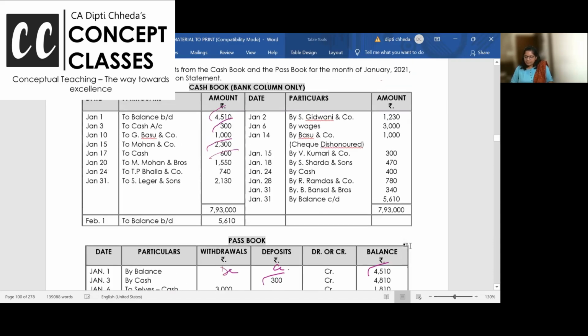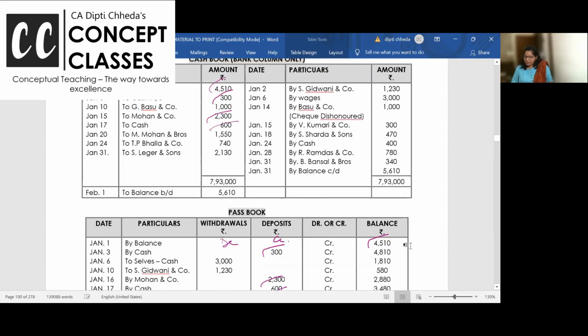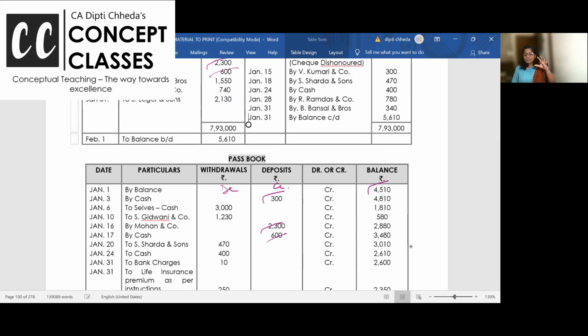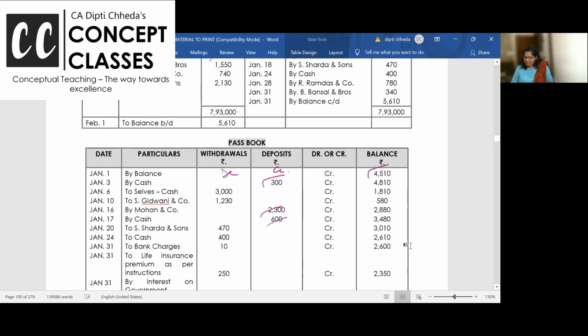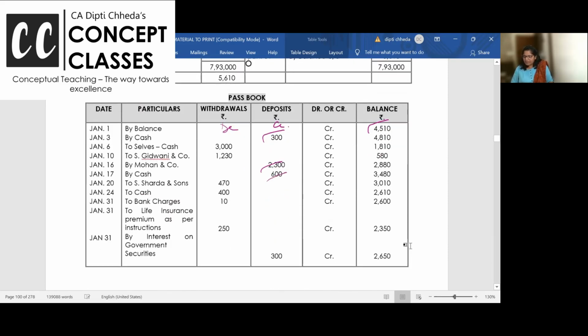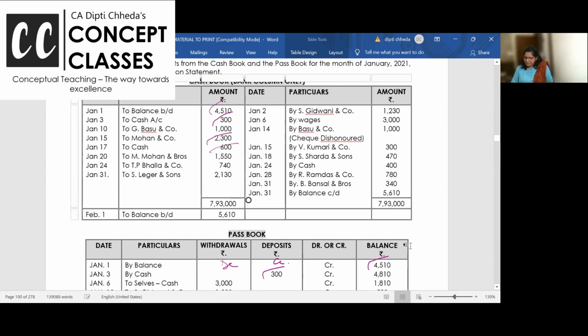Next. 1550 Mohan and Bros, it is not there. T Bhalla 740, I have deposited the check, it is not. So these are the checks which I have deposited, but yet clearing has not come in my account. 2130 S ledger, किसी का account किए यहाँ पे नहीं आया. So these are the unticked items on the debit side represents checks which are deposited but not cleared. Clear?